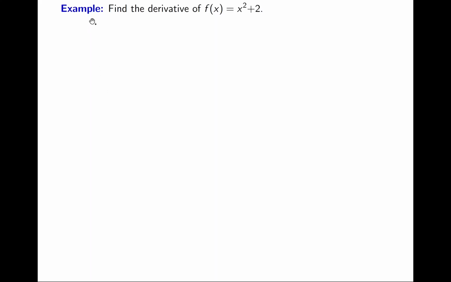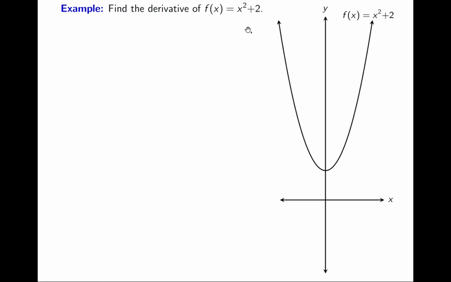Let's do another example. Let's find the derivative of the function f of x equals x squared plus 2. Its graph is a parabola, as shown here. It's the graph of x squared moved up 2 units. To find f prime of x, we use the definition of the derivative. f prime of x is the limit as h approaches 0 of f of x plus h minus f of x divided by h.